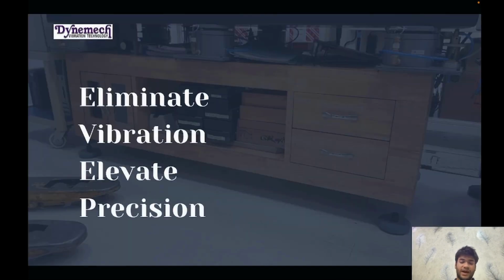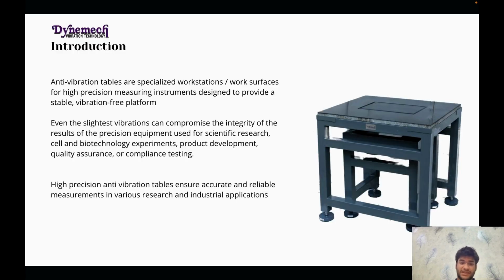So what are anti-vibration tables? They are specialized workstations for highly precise measuring and testing instruments where even the slightest vibration can compromise the integrity of the results, leading them to be unusable. High precision anti-vibration tables ensure accurate and reliable measurements for sophisticated machinery.